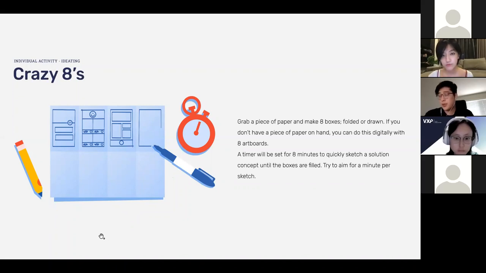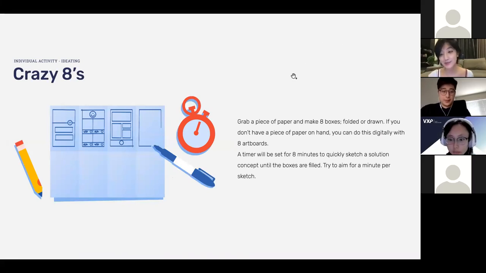Sorry, is everyone good to go now? Yeah. I can only see one person on the board. I see so many people on the board. So, yeah. I think we can just start.